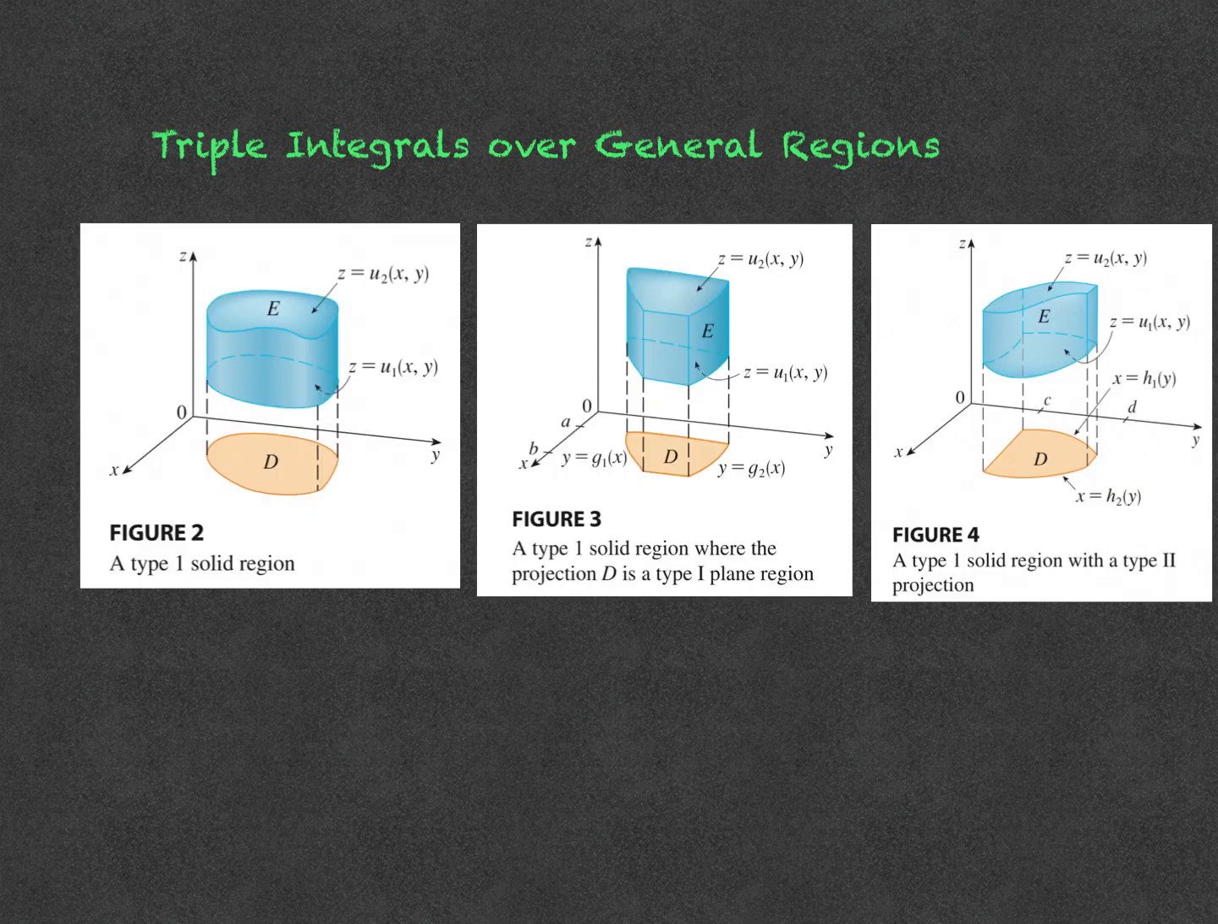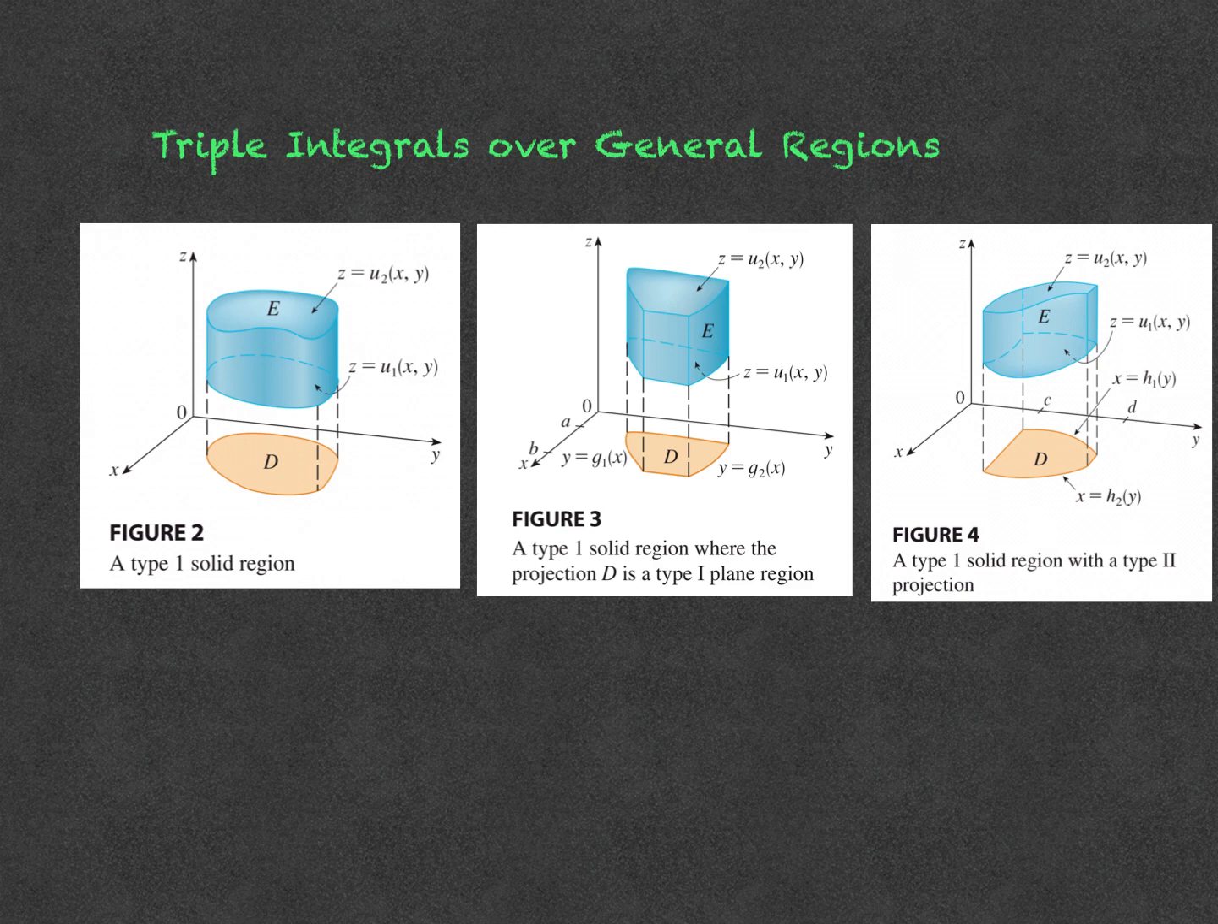So here we have several pictures happening. The first one is a type 1 solid region. So here we're talking about finding the volume of the solid E. If you look at this first figure, figure 2, you see the volume for the solid E, and it gets mapped to a region on the xy plane like we've been doing with our integrals so far.